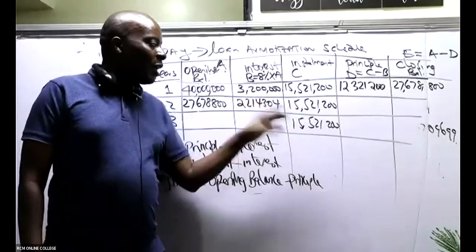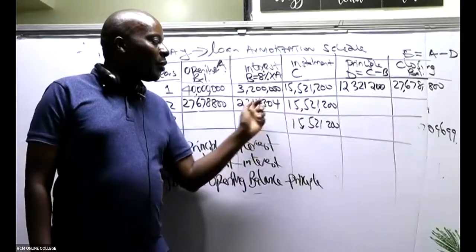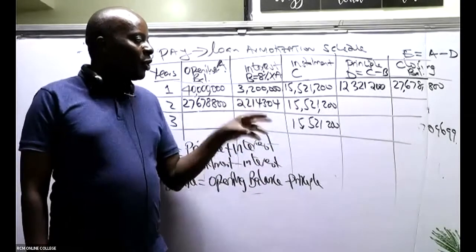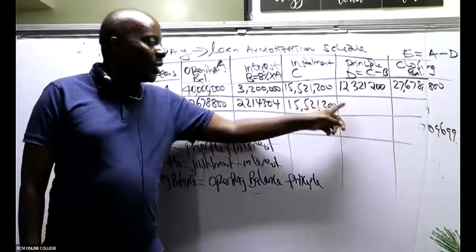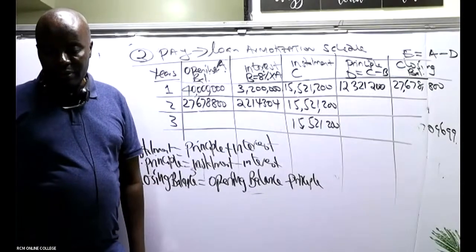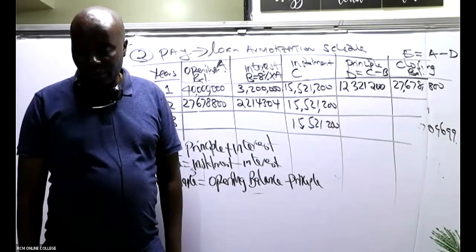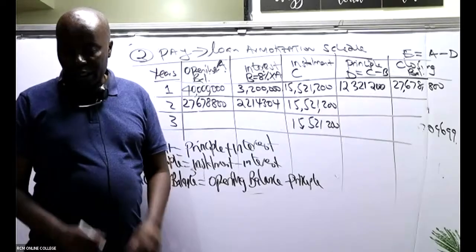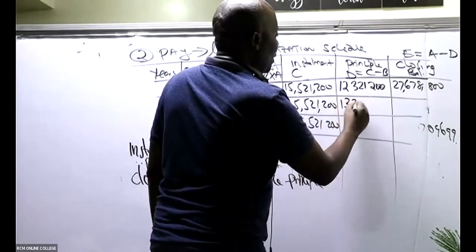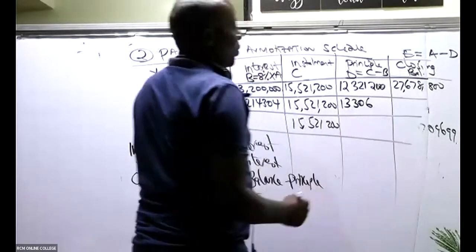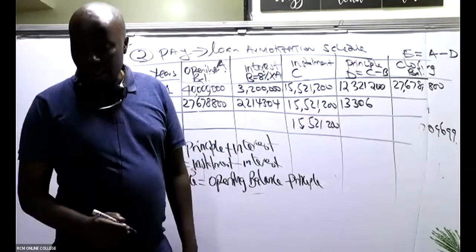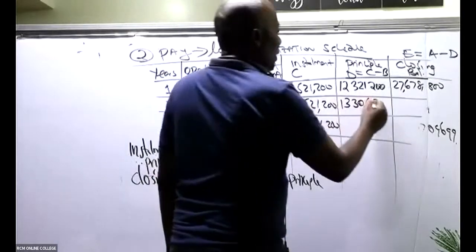This installment here covers two things. And now once I know the interest, then getting the principal will not be a big deal. I will take 15,521,200 and subtract this to get the principal here. So 13,306,896. I'm almost finishing.